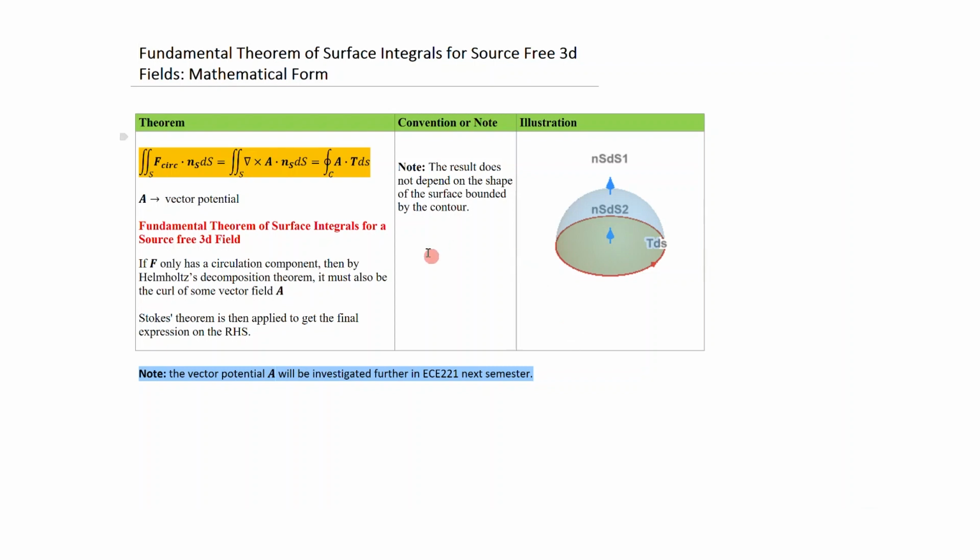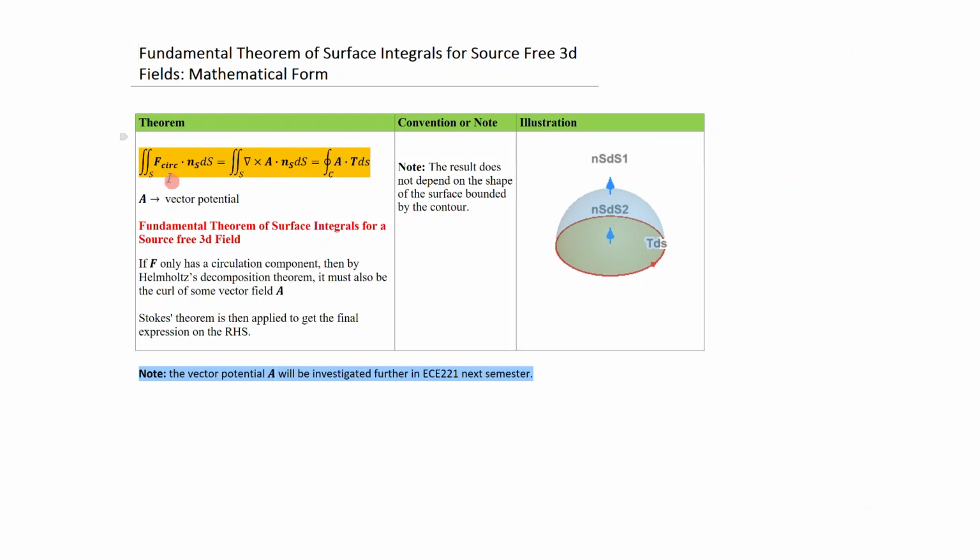All right, and the last one would be the fundamental theorem of surface integrals for source-free 3D fields. So in mathematical form, we'd have a contour, as shown here. But what I've done here is I have an upper surface and I have a lower surface. As far as the integral of F circ dot n dS is concerned, if I apply this theorem, I can use Stokes' theorem to convert a field into the curl of a vector field.